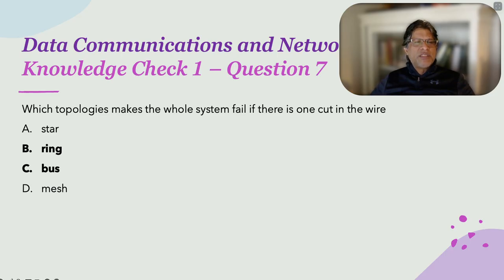So if there's one cut in the wire, the ring topology stops working, and so does the bus. Right. So in today's world, you'll see more and more either mesh topology or the star topology being used. Mesh topology is used over the wide area network, and mostly it's partial mesh. It's not going to be a full mesh, but it's used in wide area networks, while the star topology, the switches, are mostly used in the local area network. All right, that's question number 7.